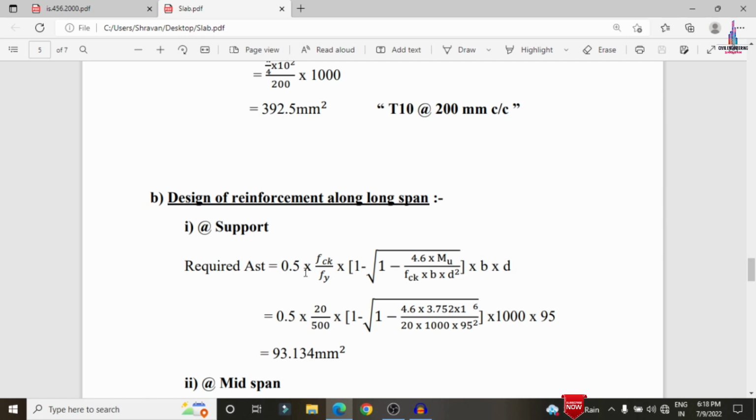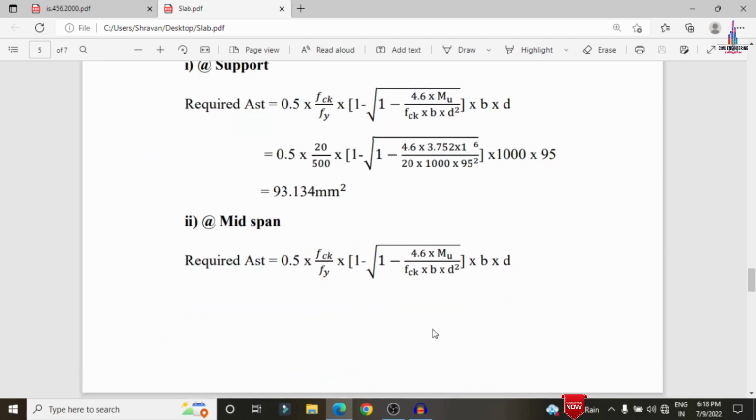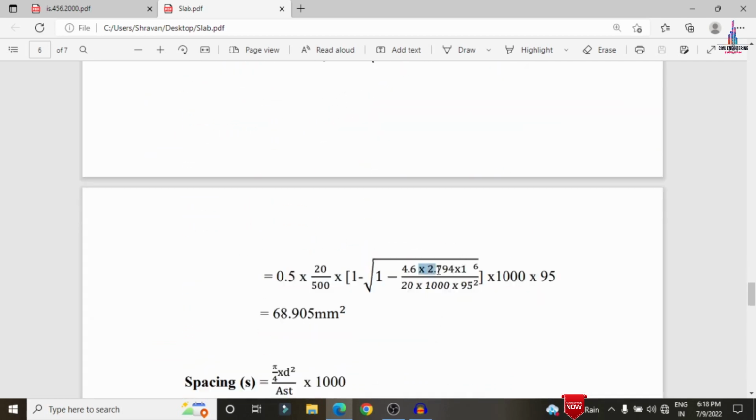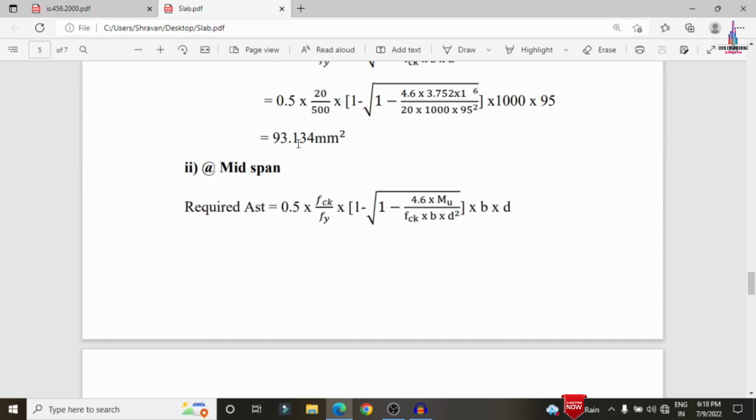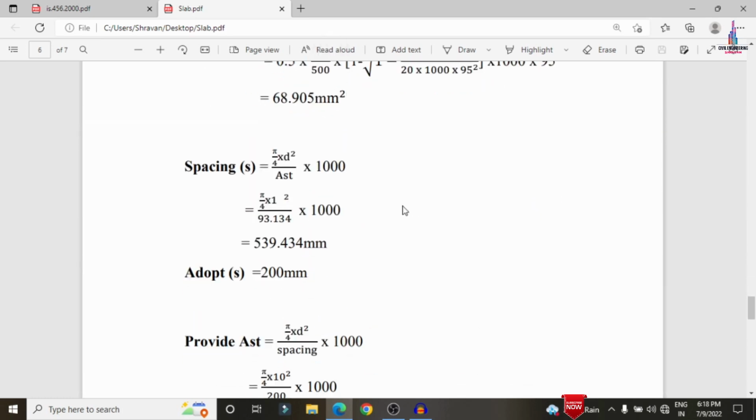So AST required will be approximately 0.5 into 20 divided by 5 into 1 minus square root of 1 minus 4.6 into 3.752 into 10 power 6 divided by 20 into 1000 into 95 square, so that we get the value 93.134 mm square at the mid span, which comes under the moment of 2.794 into 10 power 6. The rest of the values will be the same. We have to consider this 93.134 as the value for the calculation process.